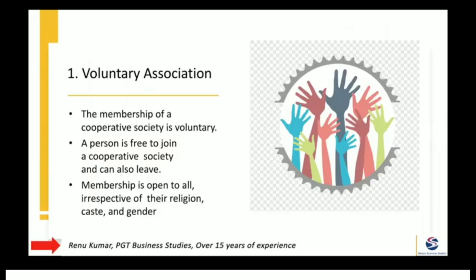Membership is open to all, irrespective of their religion, caste, and gender. Here, no such condition of religion, caste, or gender is applied. For being a member, anybody can join such cooperative society, be it a male member or a female member, and be that member belong to any religion or caste.